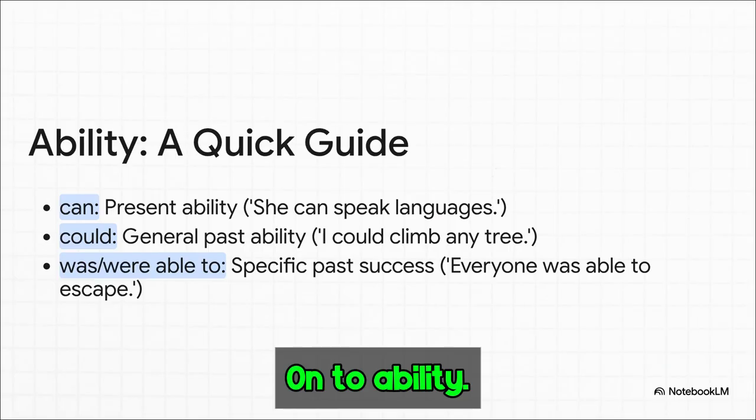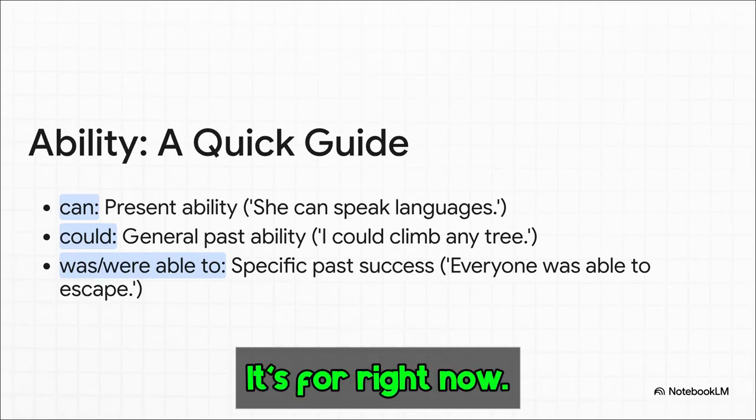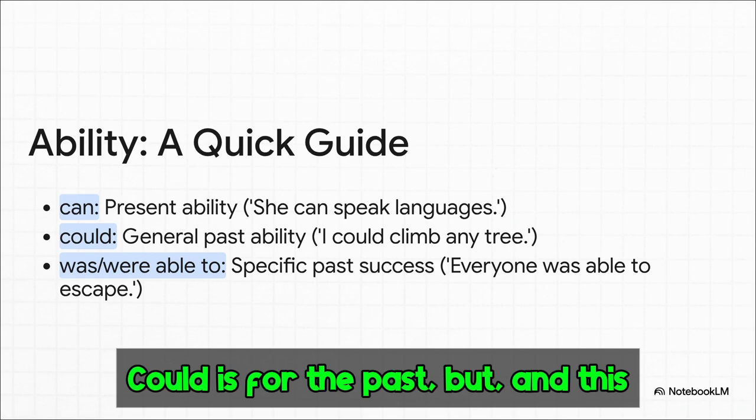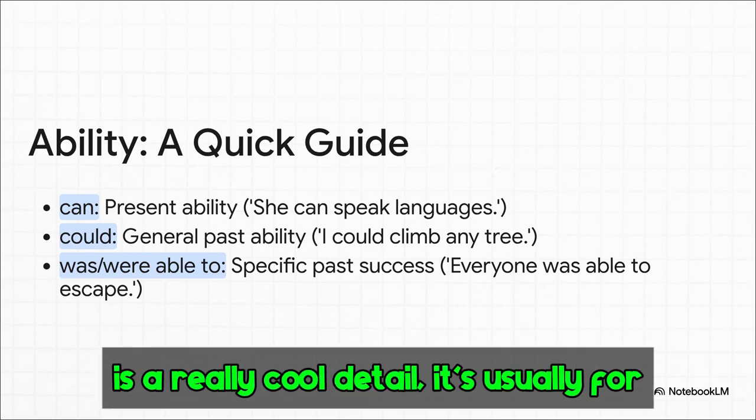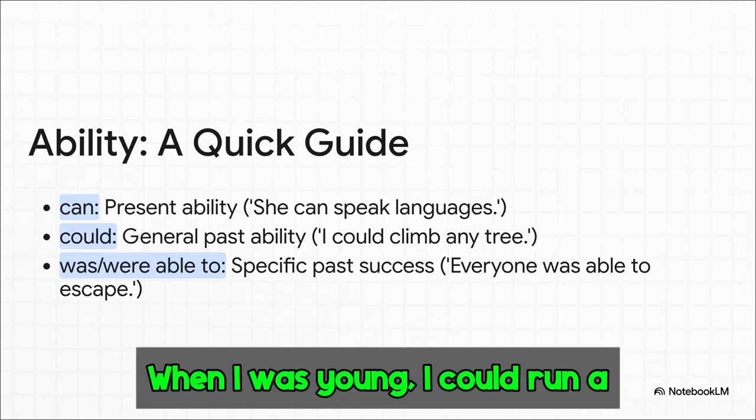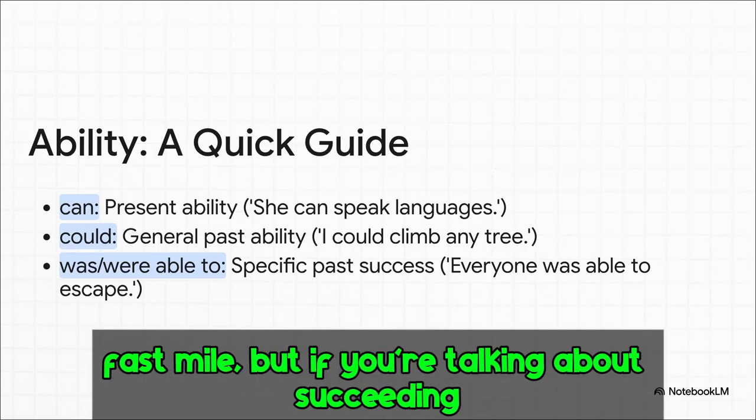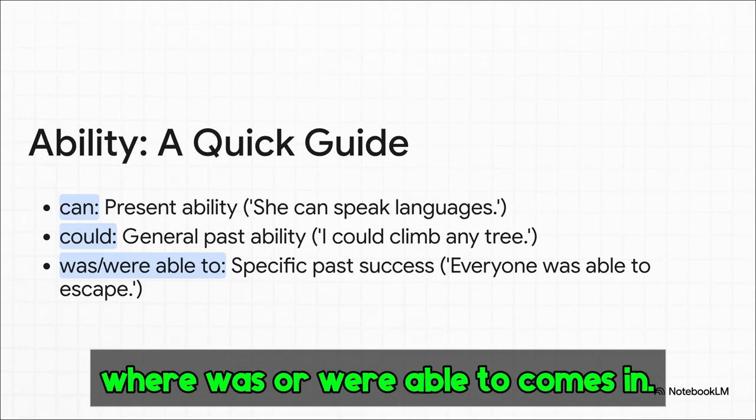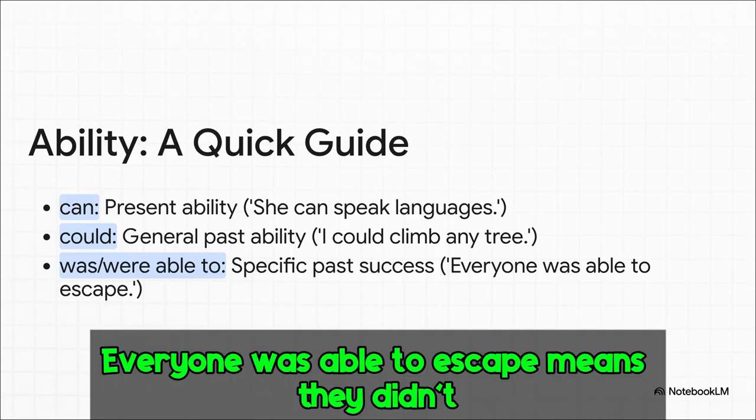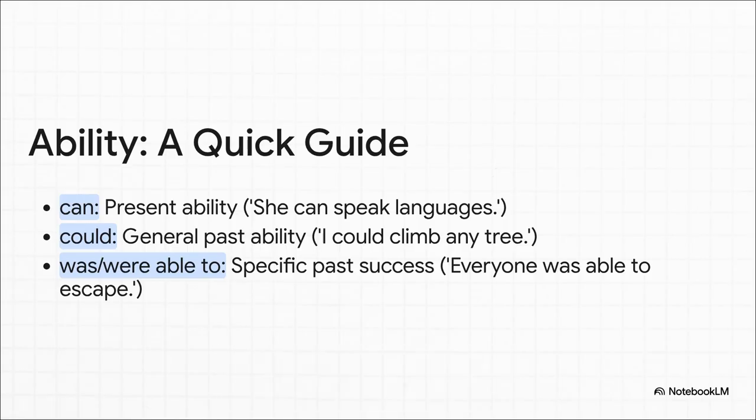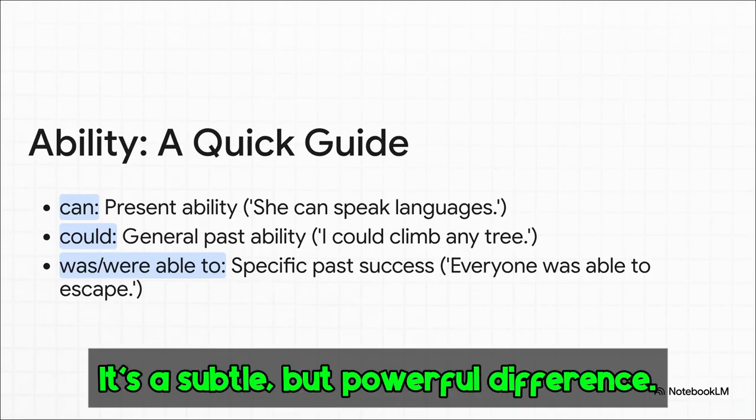Okay, on to ability. Can is easy. It's for right now. She can speak French. Could is for the past, but, and this is a really cool detail, it's usually for a general skill you used to have. When I was young, I could run a fast mile. But if you're talking about succeeding at one specific moment in the past, that's where was or were able to comes in. Everyone was able to escape. Means they didn't just have the ability, they actually did it. They succeeded. It's a subtle but powerful difference.